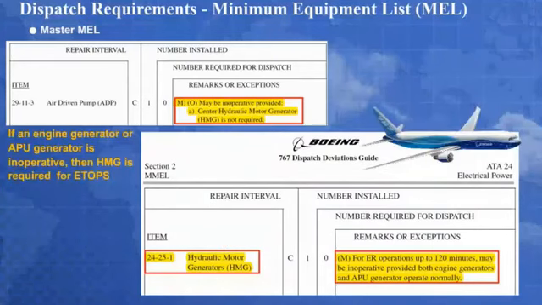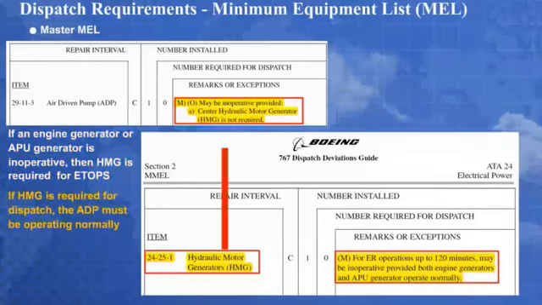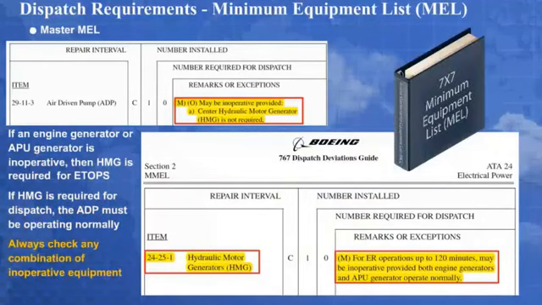Therefore, if an engine-driven generator or the APU generator is inoperative, the HMG is required for ETOPS. If the HMG is required for dispatch, the air-driven pump must be operating normally. Each airline is responsible for identifying all possible ETOPS dispatch requirements in their own MEL.